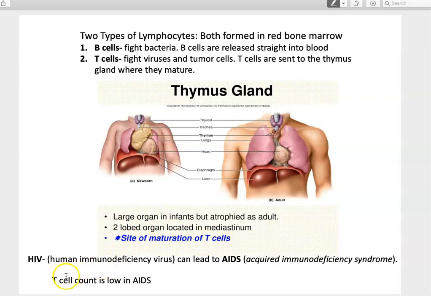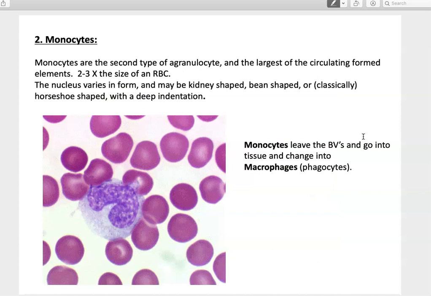So just keep in mind the difference between T cells and B cells, what their purpose is, and where they mature. These guys are just basically maturing in the thymus gland, the T cells, and B cells are going straight from the red marrow into the blood. Hopefully that makes sense. And our last agranulocyte, there's only two agranulocytes, are monocytes.